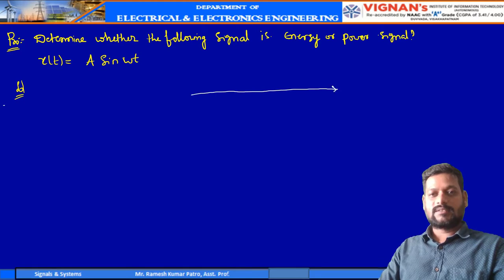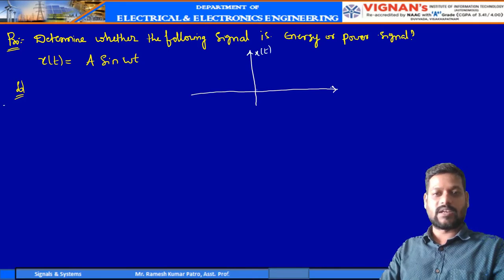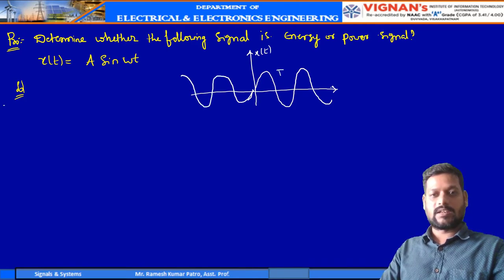Let us draw the signal. The given signal is x of t is equal to a sin omega t, right? So this will be the given signal, which is extending from minus infinity to plus infinity, right? So this is the signal, and this will be the peak value a. So this is 0 and pi and 2 pi, and this x-axis is having the variable omega t.